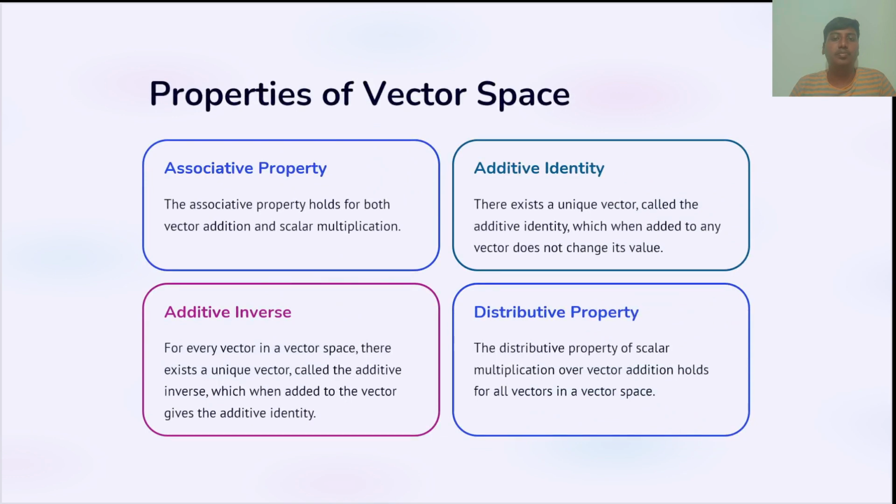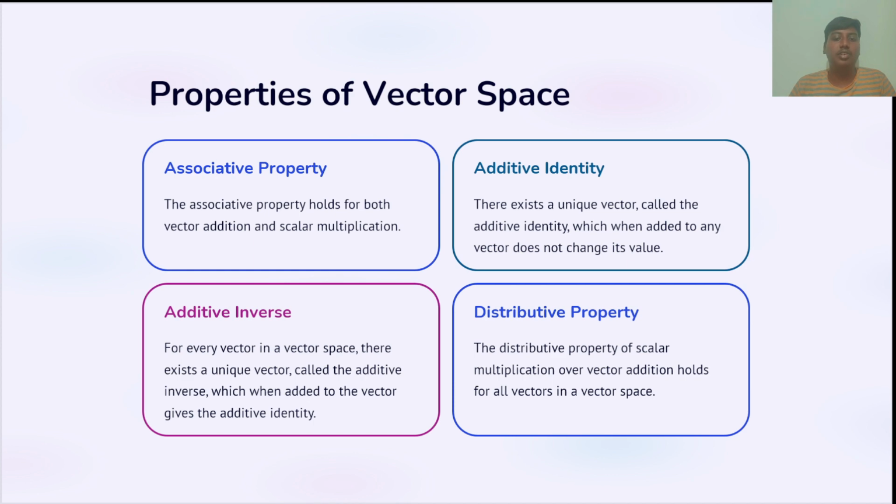Properties of vector space. Associative property. The associative property holds for both vector addition and scalar multiplication. Additive identity. There exists a unique vector called the additive identity, which when added to any vector does not change its value. The additive identity is 1.